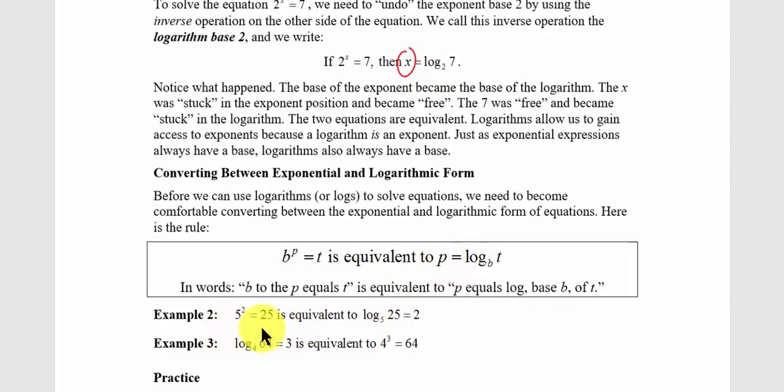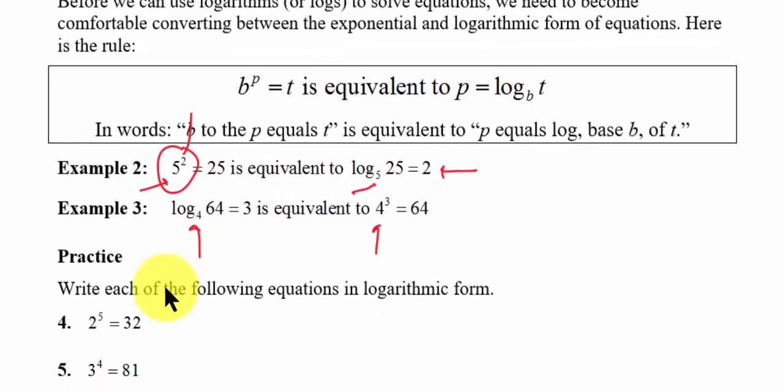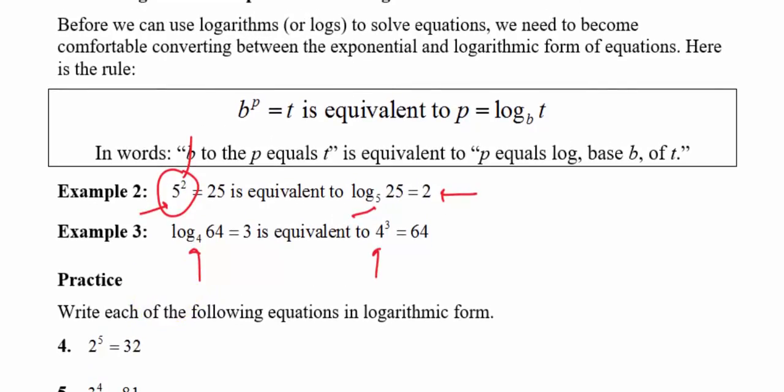So when I look at example 2, 5 squared equals 25 is the same as log base 5 of 25 equals 2. So if you think about this, the base of my exponent is 5. The base of my log is 5, okay? The exponent's what we're trying to free, and here's my exponent free. And then the 25 comes inside, okay? And if you look at example 3, the base of my log is 4, so the base of my exponent's going to be 4. Here, 3 is by itself. Right, the 3 is by itself. And in exponential form, the 3 is your exponent.